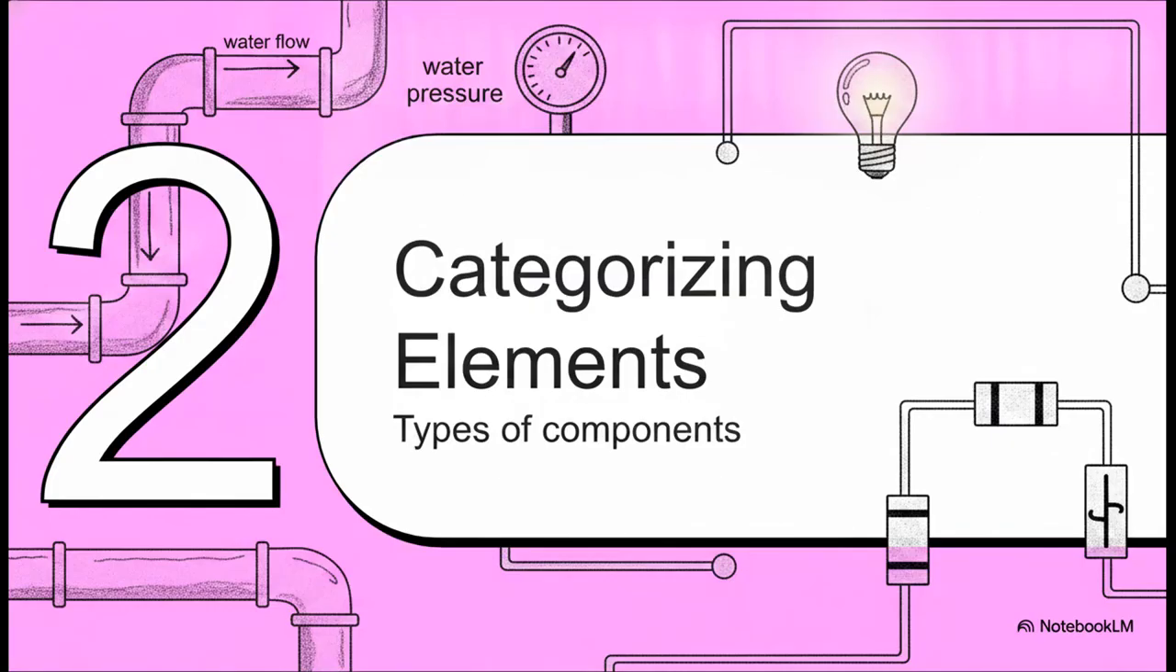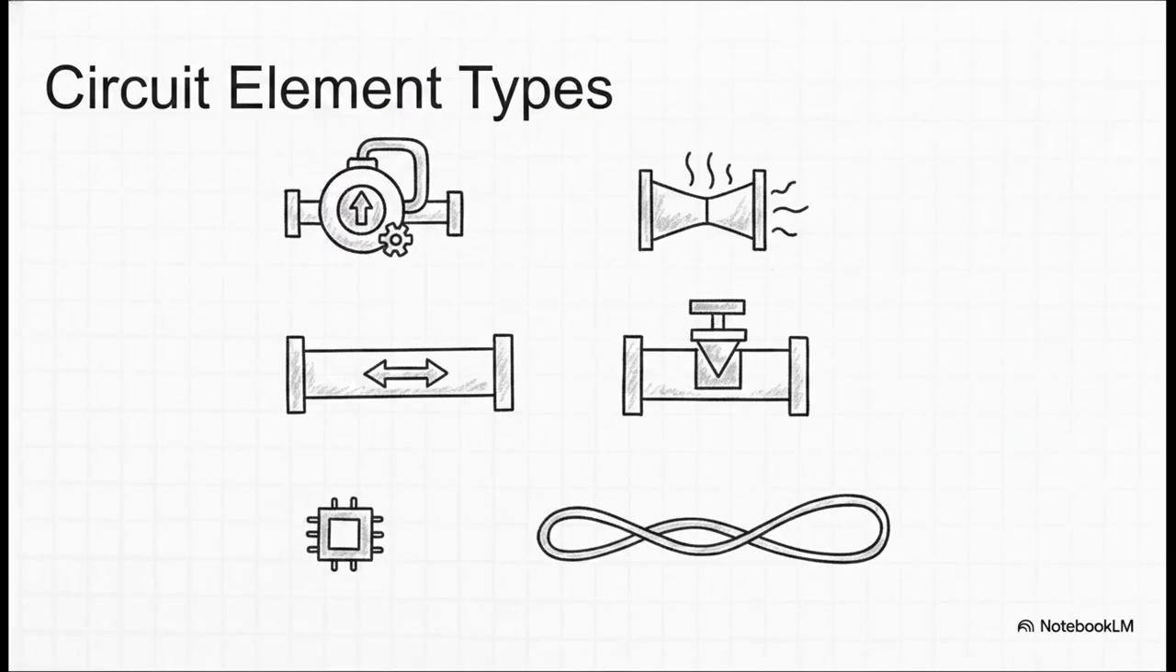Moving right along to Section 2, categorizing elements. Let's look at the types of components we are working with. So now that we've got our flow and our pressure totally locked down, it's time to classify the physical components we can actually plug into this plumbing system to make it do useful work. We can drop these elements into a few very distinct buckets.